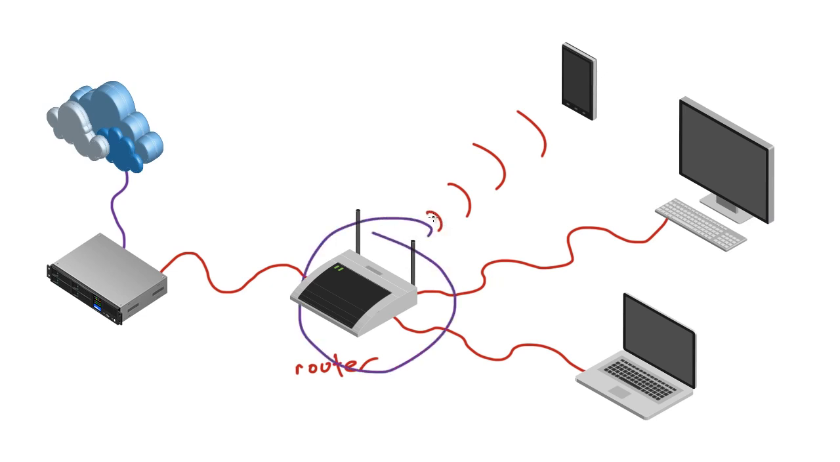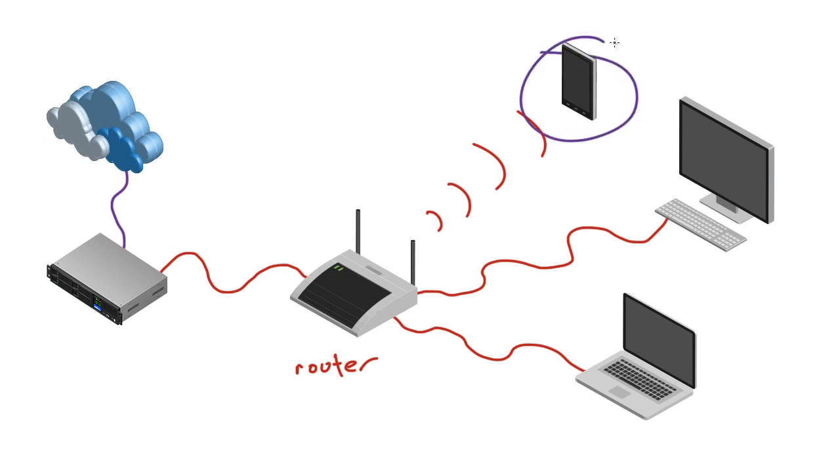Now there are actually two main types of routers that are popular nowadays. Whenever you see a router and it has antennas on it like this, that means that it has wireless capabilities, and wireless devices like tablets, phones, and even laptops all have wireless cards in them.